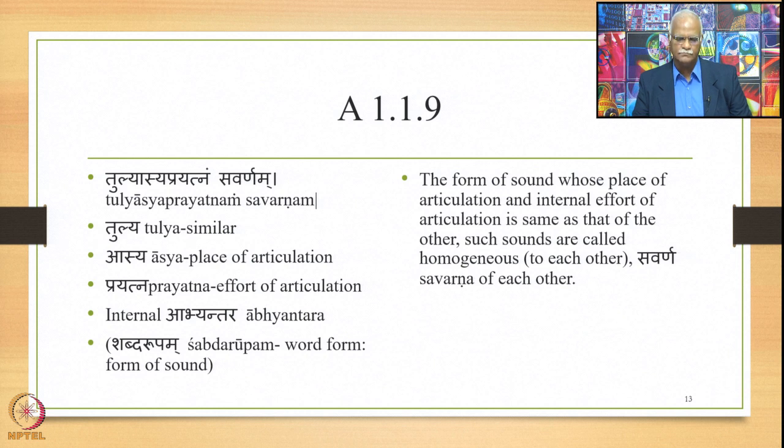Tulyasya Prayatnam is the signified, and savarnam is the signifier. Savarnam is the saudhnya. Tulyasya prayatnam is the saudhni. What is tulyasya prayatnam? Tulyasya prayatna has got three words: tulya, asya and prayatna. Tulya means similar.